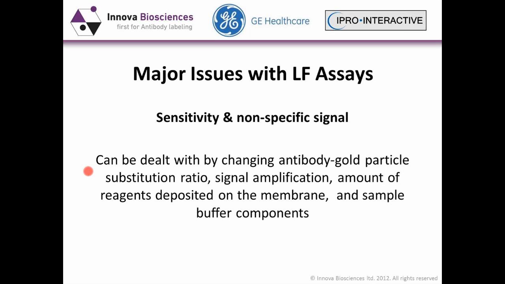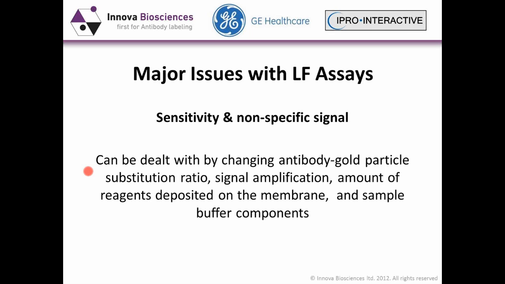The other option is to do a signal amplification by using a bioconjugation system. You can control the sensitivity by the amount of reagents deposited on the membrane. And the last point is the sample and buffer components. These can be either buffers used for running the test or buffer components included in the sample pad. And there are many, many different modifications that one can introduce into this to try and reduce the non-specific binding.